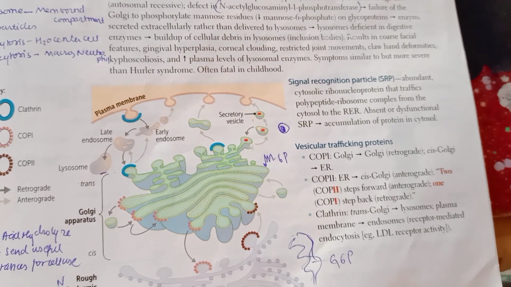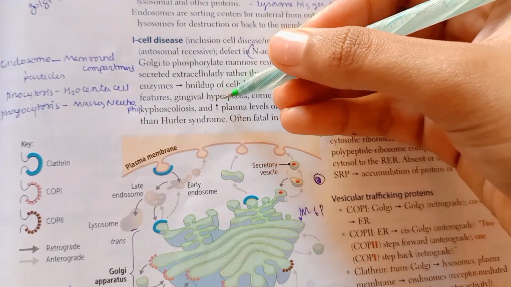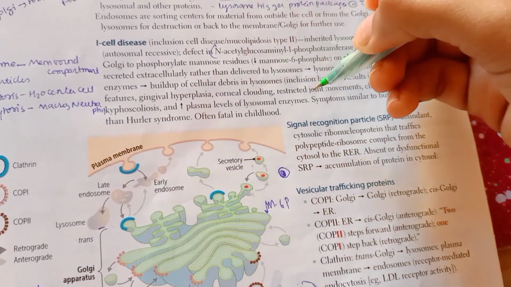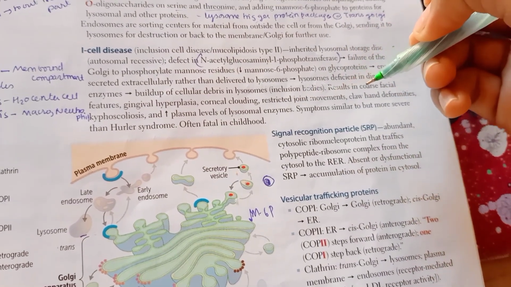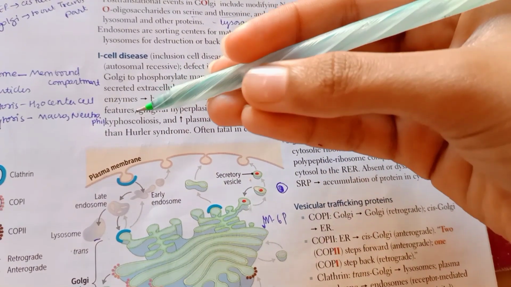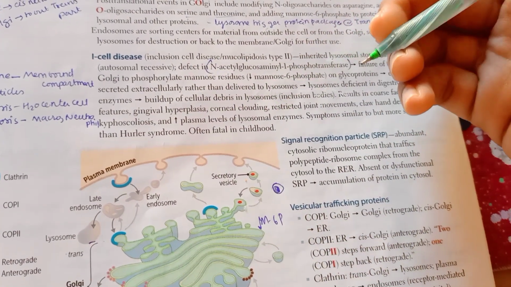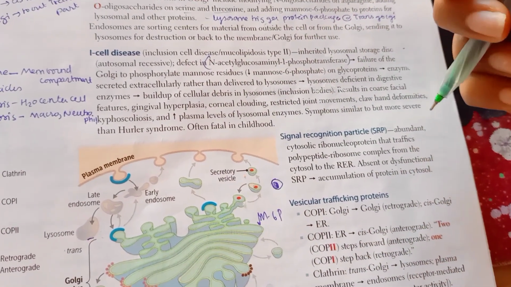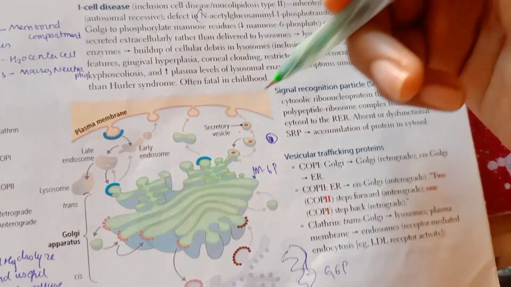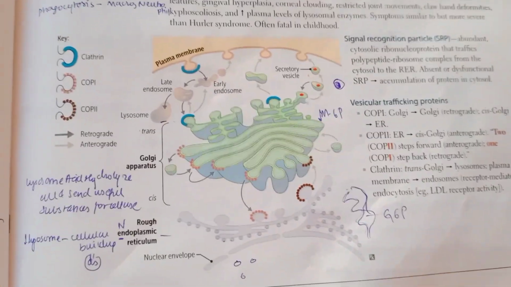So this will lead to coarse facial features, gingival hyperplasia, corneal clouding, restricted joint movements, claw hand deformities, kyphoscoliosis, and increased plasma levels of lysosomal enzymes. These symptoms are similar to Hurler syndrome, but it is often a fatal condition in childhood.